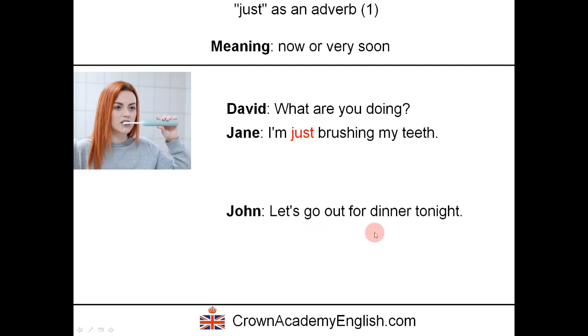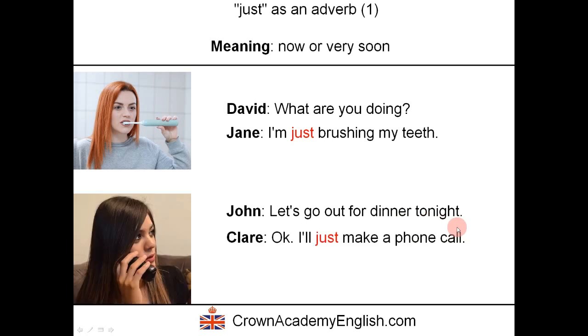John says, "Let's go out for dinner tonight." And Claire says, "Okay, I'll just make a phone call." So we have I'll, I apostrophe double L. So this is the future simple. I will just make a phone call. So this is very soon, in the immediate future. Okay, so very quickly, I'll just make a phone call.